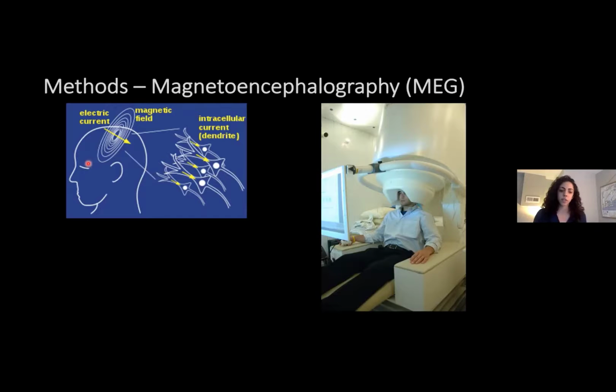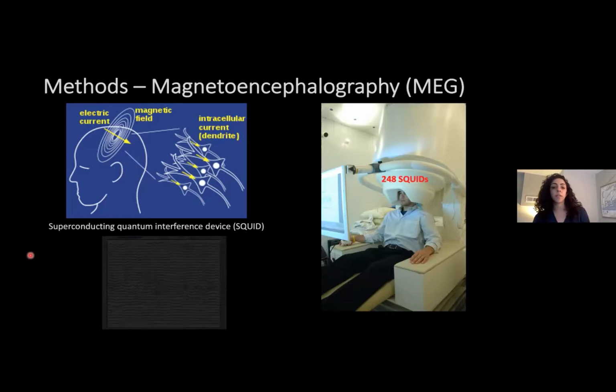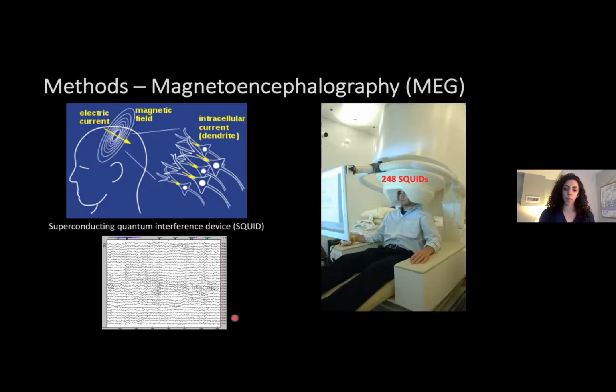These magnetic fields are very small, very tiny, and so we need highly sensitive magnetometers called superconducting quantum interference devices, or SQUIDs. There are about 248 SQUIDs above this man's head, and they are able to detect this outer magnetic field that we can later kind of trace down to its estimated source. The SQUIDs provide us information directly from the brain as waveforms shown here.